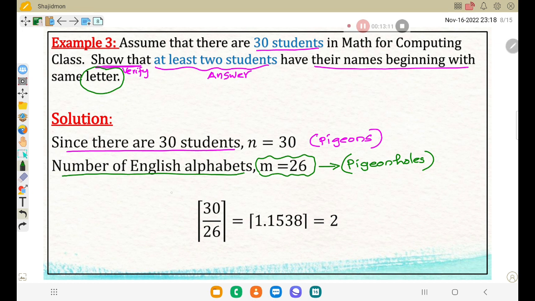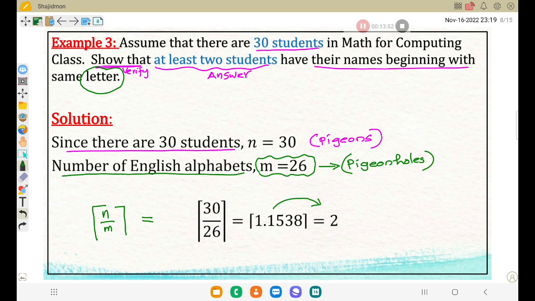So what do we do? According to the extended pigeonhole principle, what is the rule for that? The ceiling of n divided by m. At least one of the pigeonholes will have the ceiling of n by m pigeons. What is the n number? 30, divided by m, which is 26. When you calculate 30 divided by 26, you get 1.1538. So we take the next integer, that is equal to 2, correct. So what can we say? At least 2 students have their names begin with the same letter.